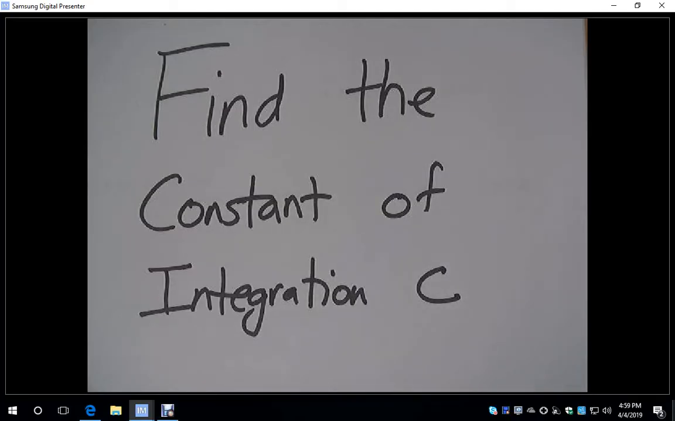If we're given a derivative function and we're asked to find the original function, then we take the integral or the antiderivative to go back to the original function. But we have to add a plus c to it. Now, if I'm given some point on the original function, some x, y coordinates, then I can plug those values into my original function and solve for c and actually have the original function. So in this video, I'm going to find the constant of integration c.